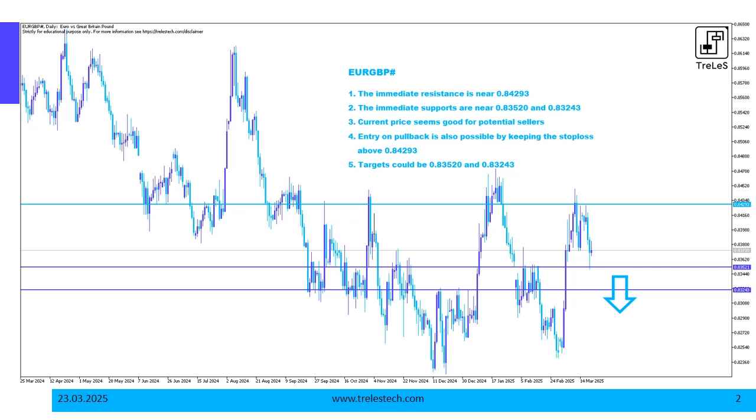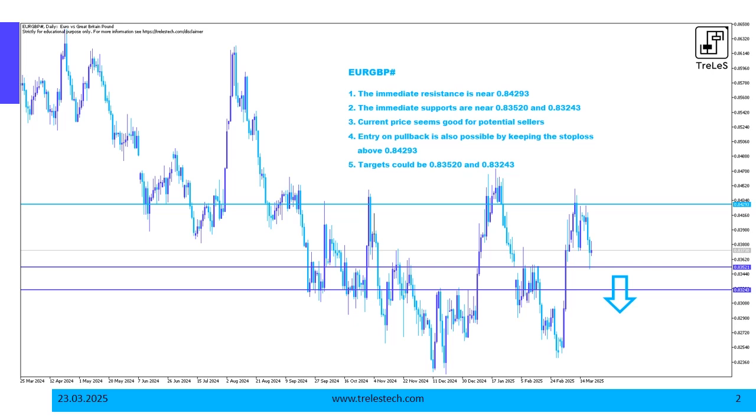The first chart presents EURGBP. Currently, the immediate resistance is near 0.84293, while the immediate support levels are around 0.83520 and 0.83243. Given the price action, this level looks favorable for potential sellers.